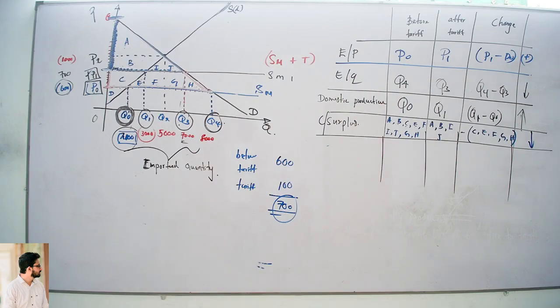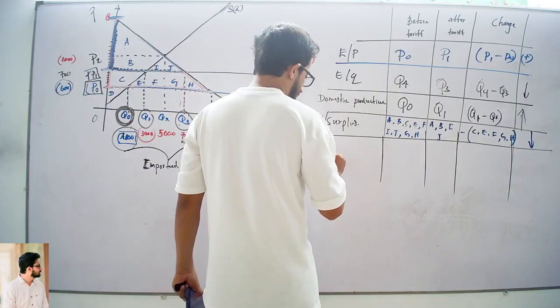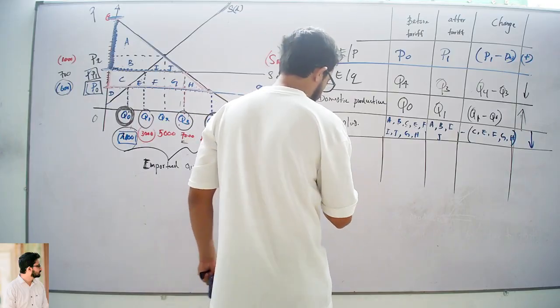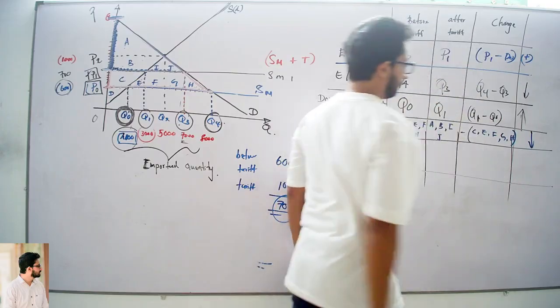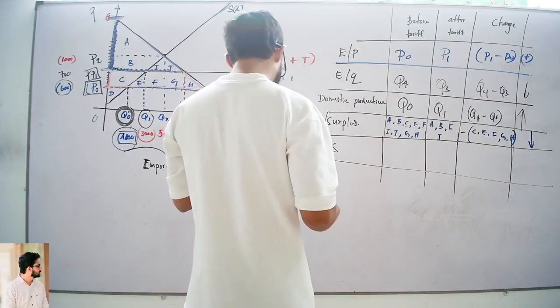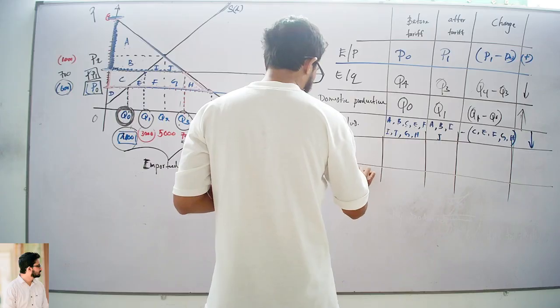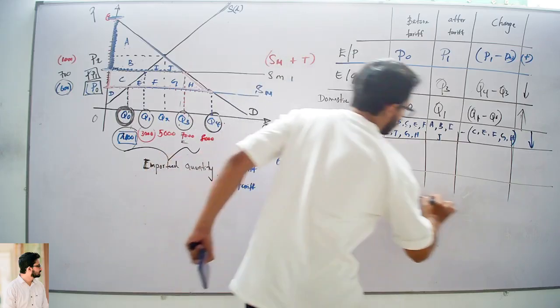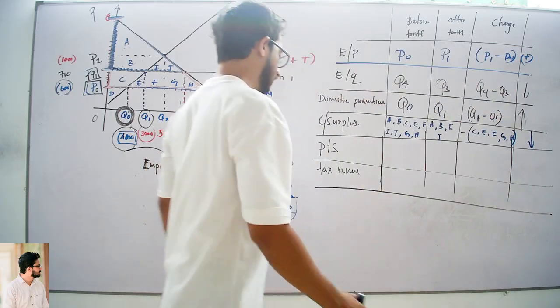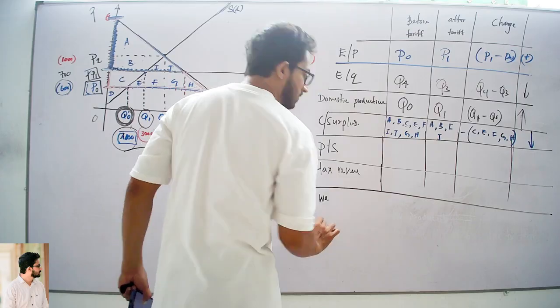Done. Producer surplus. This is for you as homework. Next one, government tax revenue. I'll do it for you. Last one, welfare loss. Welfare loss means economic loss in economic surplus.